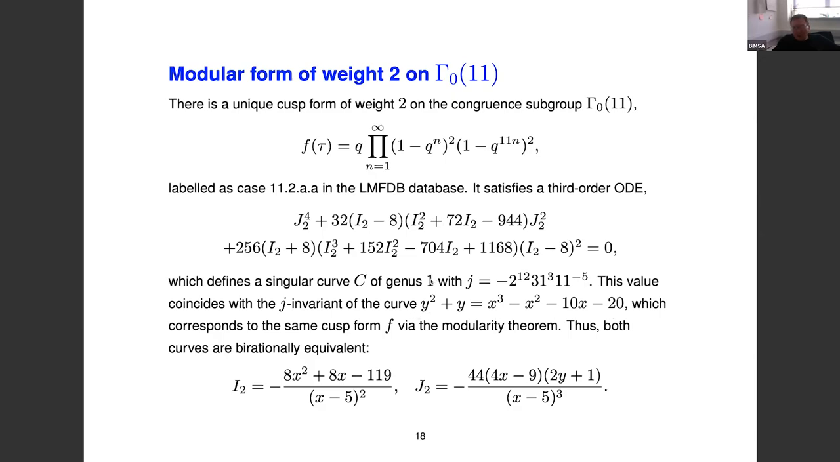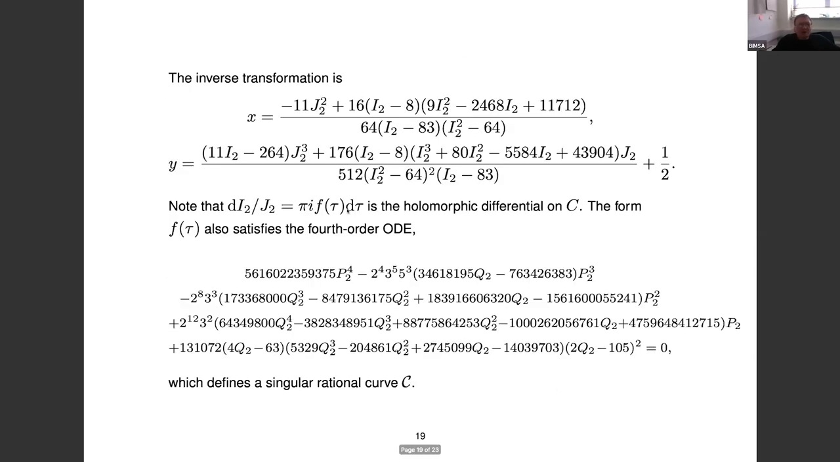In fact, if both curves have genus one and the same J invariant, they must be birationally equivalent, right? And here is the birational map. I2 and J2 are expressed in terms of X and Y by this formula. And there is also the inverse formula. X and Y are expressed in terms of I2 and J2 by these formulas. This is the inverse transformation.